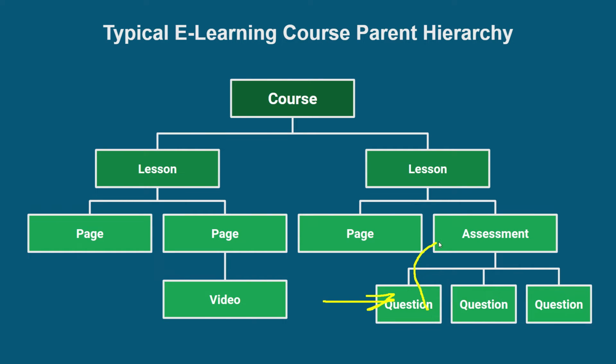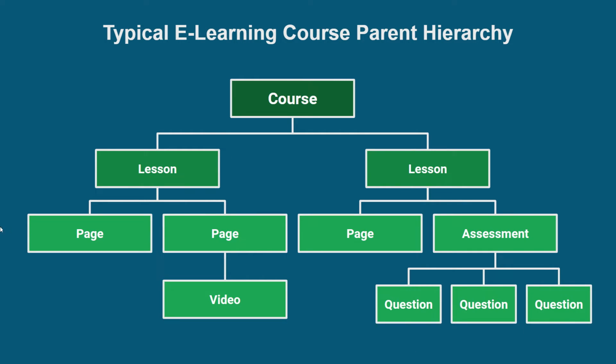In this case, it has the assessment as the parent context activity. When you get data about the assessment, the user passed the assessment, for example, that has the lesson as a parent context activity. And then when you get a statement about the lesson, the user completed the lesson, it has the course. So you get the idea.